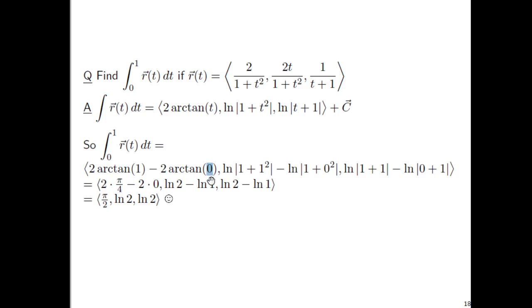is a value of tangent. It's an output of tangent. Okay, so that's 0. Let's see, we have here ln of absolute value of 2 minus ln of absolute value of 1. And same deal here, ln of 2 minus ln of 1. And ln of 2 really doesn't simplify any further, but ln of 1 is 0, right? So e to the what equals 1, and that would be a 0. So it's just ln of 2 as the second and third components.